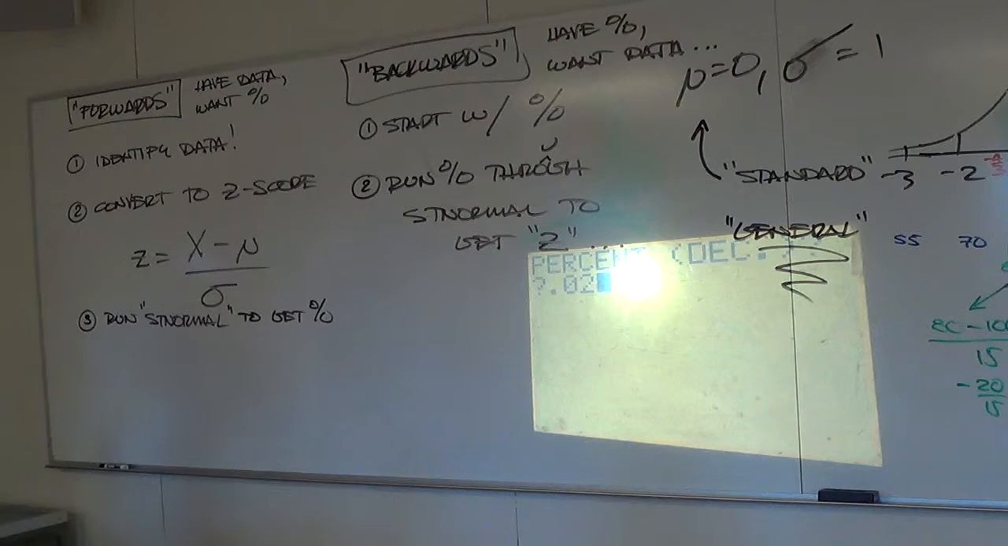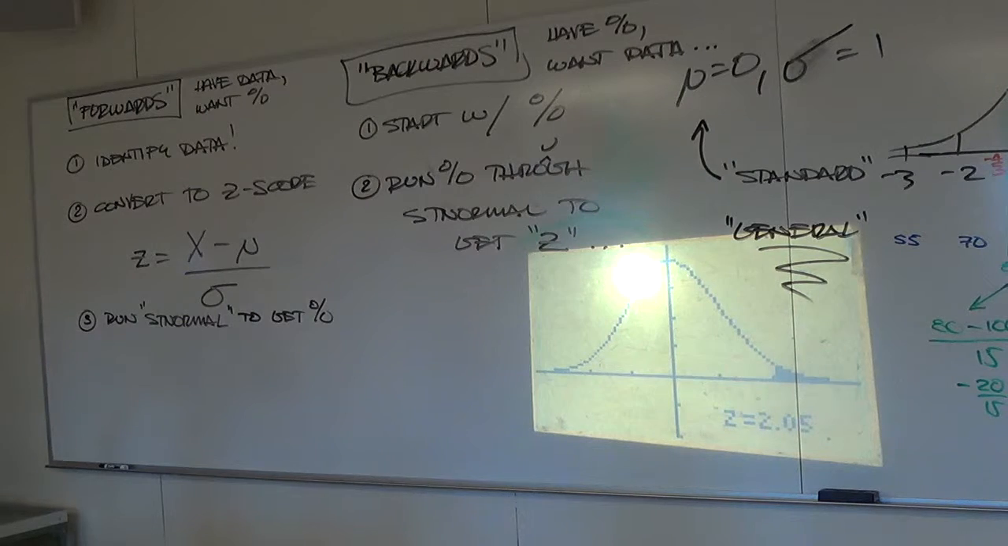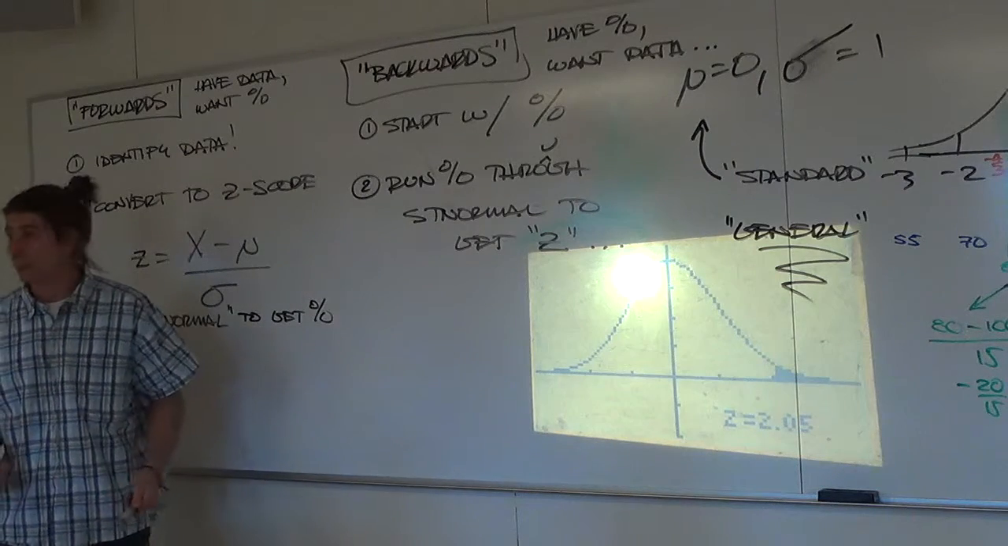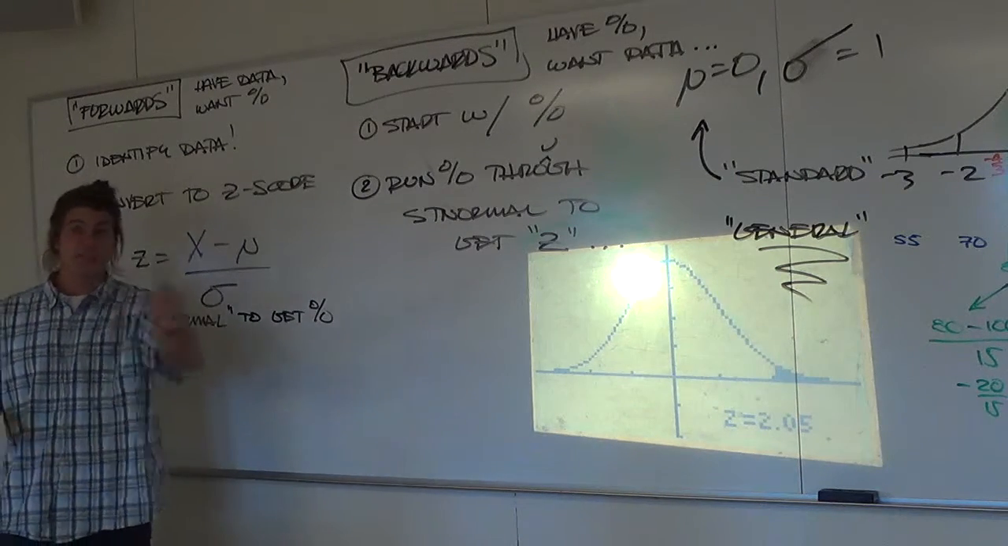50% makes you put 0.02. Here comes your curve, here comes your shade, and there comes your z-score, 2.05. So we're most of the way there, because that's not your IQ score. That's a z-score. That's a unitless score.